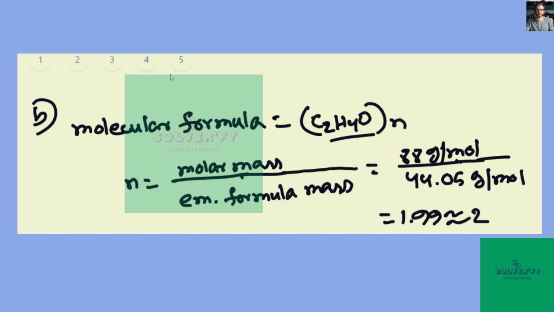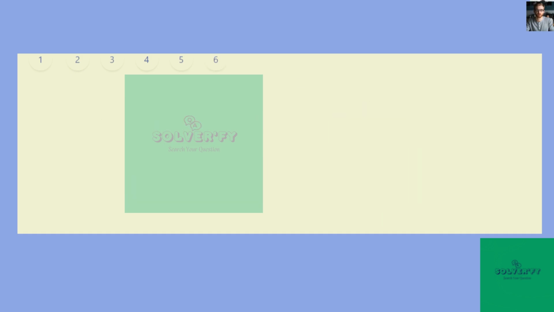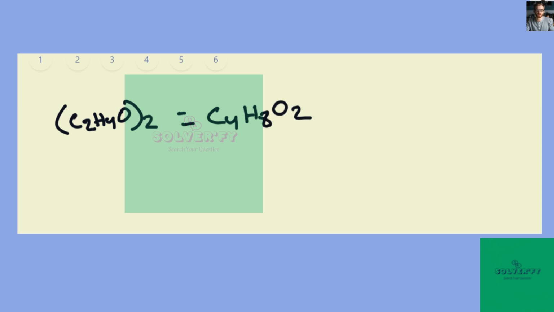So just put this value here to get the molecular formula. So the molecular formula will be C2H4O whole bracket 2, which gives us C4H8O2. So here is the molecular formula for the empirical formula of this one and the molar mass of 88 gram.